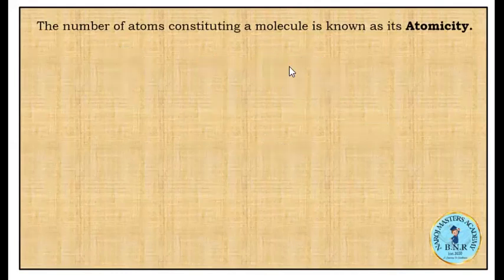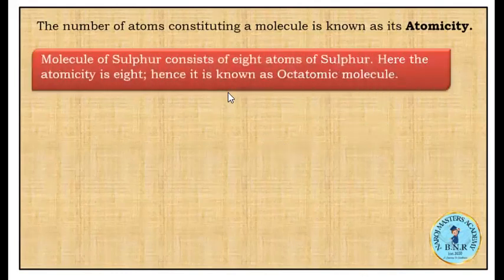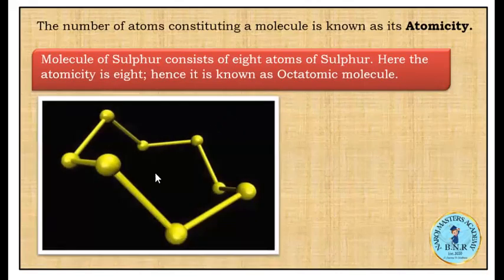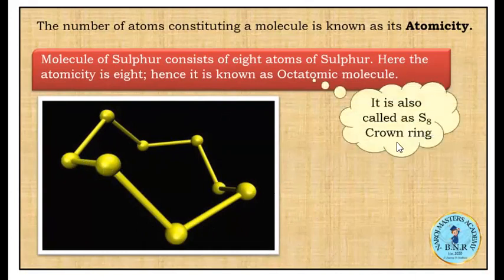Very important. A molecule of sulfur consists of, yes, you know that a molecule of sulfur consists of 8 atoms of sulfur. Here the atomicity is 8. Hence it is known as octatomic molecule. Is it right? So here you can see the structure of sulfur. It is also called as S8 crown ring. What do we call this? Crown ring. S8 means sulfur with 8 atomicity. Is it right? So what is the name of this? S8 crown ring. Okay. It is also called S8 crown ring.